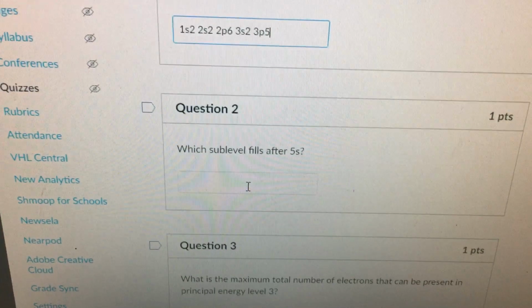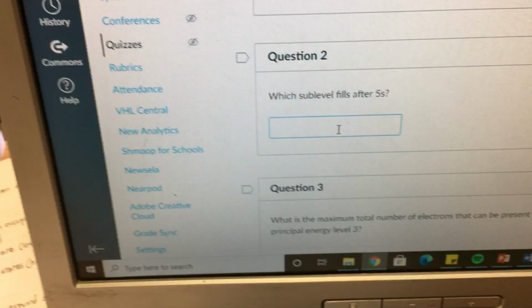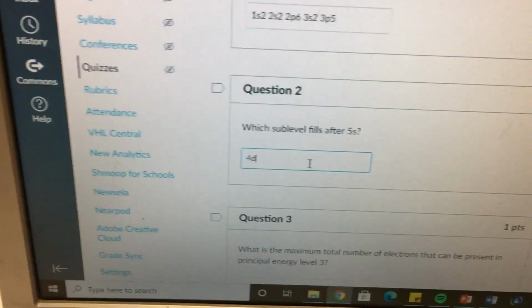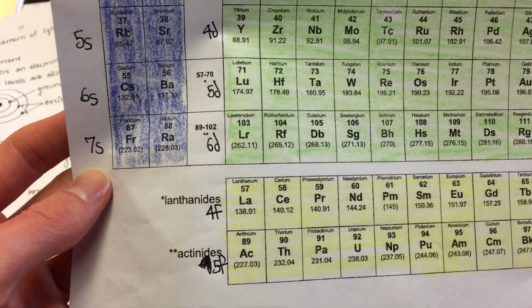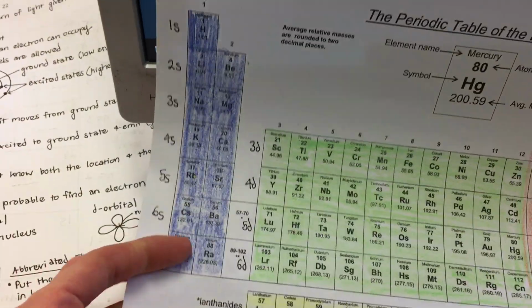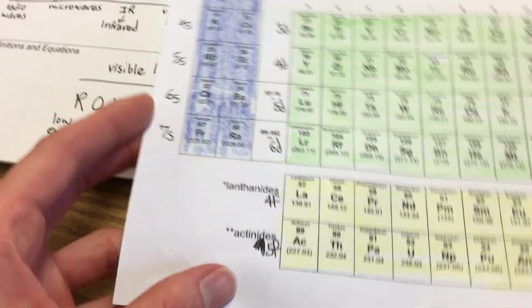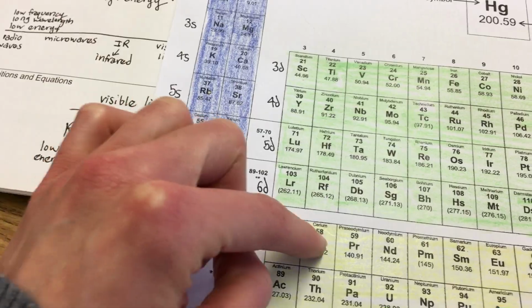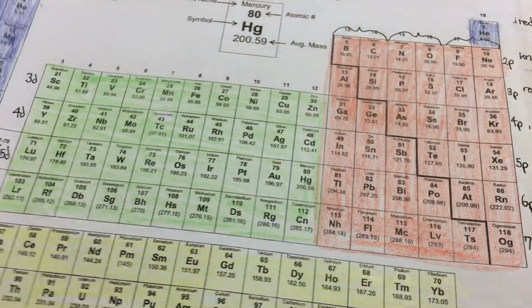And then it'll ask you questions like, what sublevel fills after 5s? So you look, there's 5s, and then after it is going to be 4d. So again, you're going to want to get a periodic table that's labeled like this. I'll post a picture of one. That will be helpful. Just FYI, the F sublevels are like 2 off from where the S's are. So the F's go in right here. It goes 6S, 4F, 5D, and then back up to 6P.